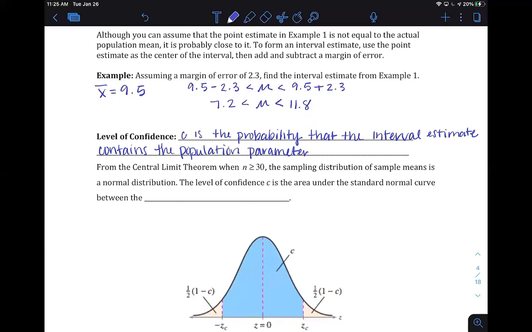Okay, and this is assuming that the estimation process is repeated.